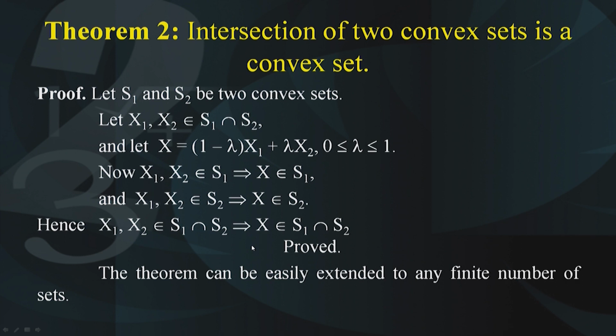So, what we have proved is that given any 2 points x1 and x2 belonging to the intersection, we have shown that their convex linear combination, given by x, also belongs to the intersection. Hence, the theorem is proved. Please note that this theorem can be easily extended for any finite number of sets. So, if you have, let us say, S1, S2, S3, up to Sk, then the intersection of these finite number of sets will also be convex.